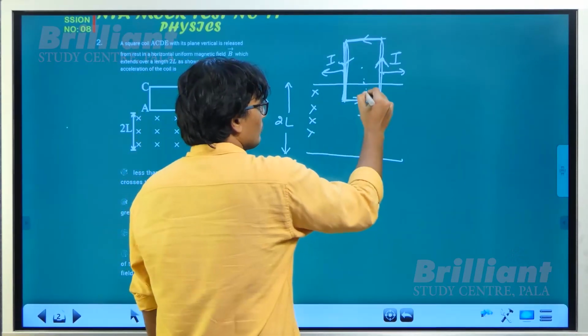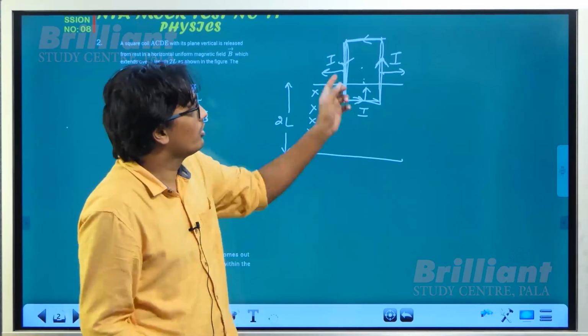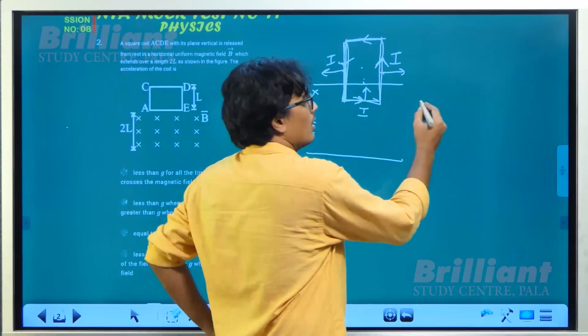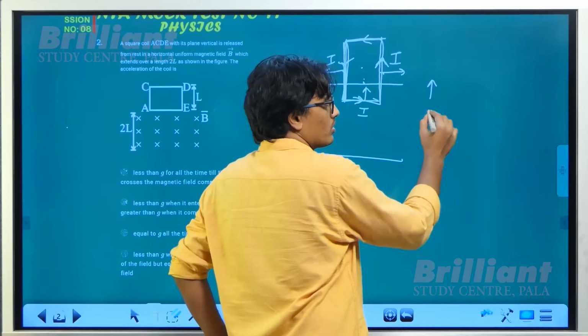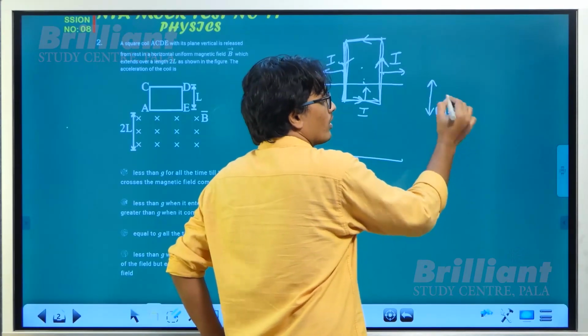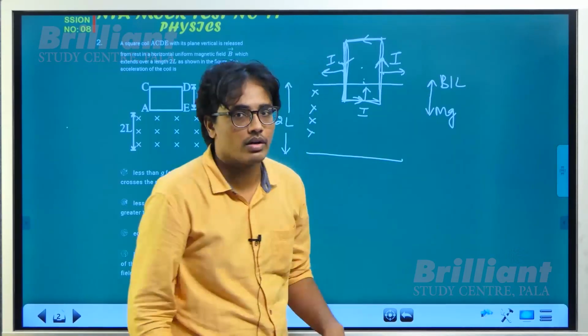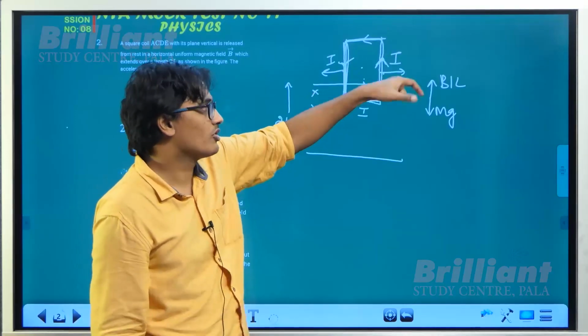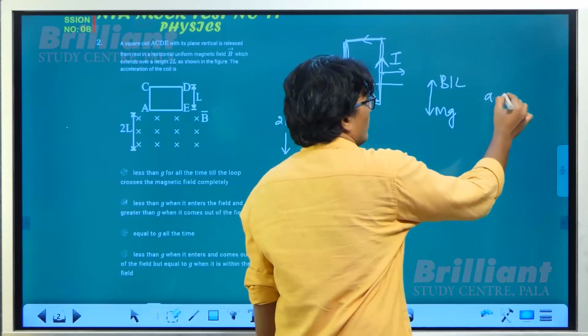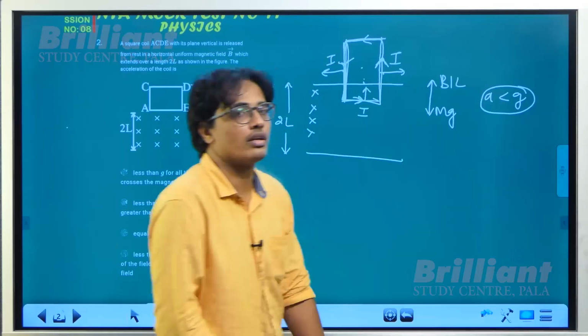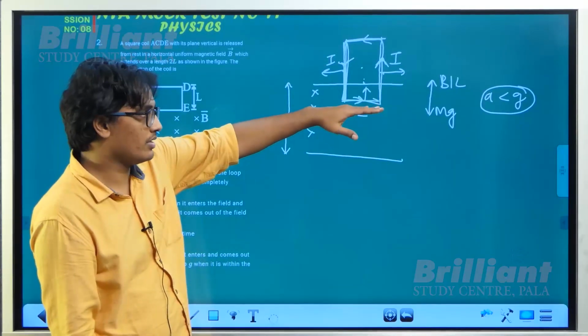Upwards. So if you look at this square loop, there is a magnetic force upwards, and there is mg. There is a magnetic force upwards and mg. Because of that, its acceleration will be less than g. So initially acceleration will be less than g.